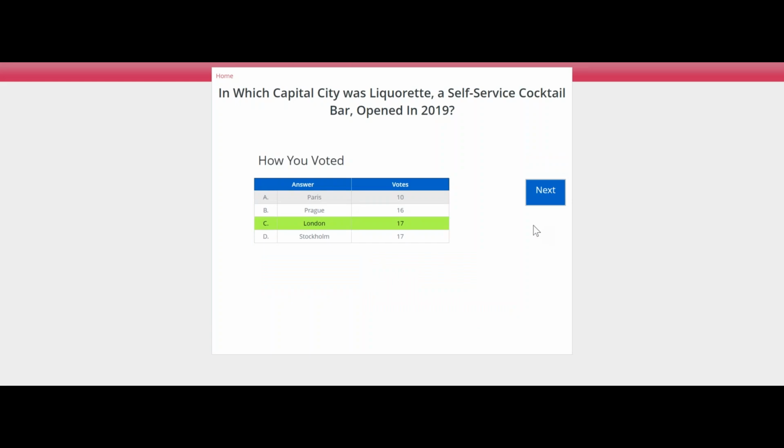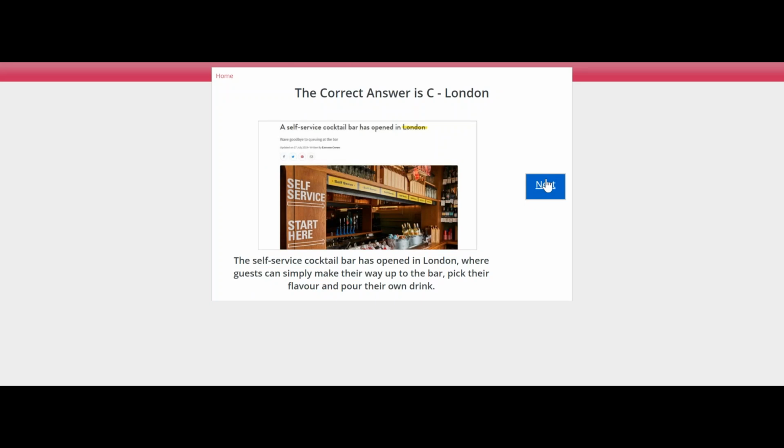So yes, C, London. The joint top answer there was the correct one. And in fact, the self-service cocktail bar, Liquorette, has opened in London, where guests can simply make their way up to the bar, pick their flavour, and pour their own drink. So I think that was a particularly interesting example of self-service.